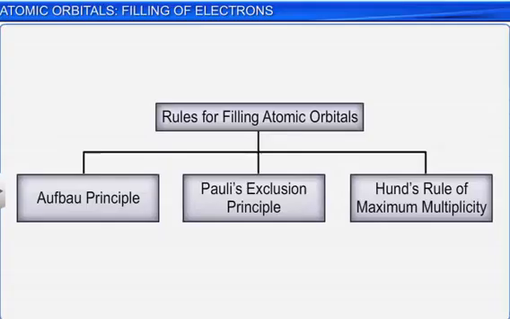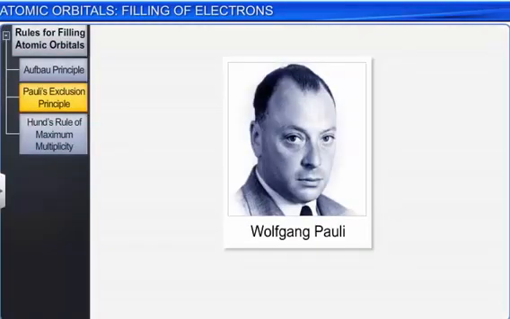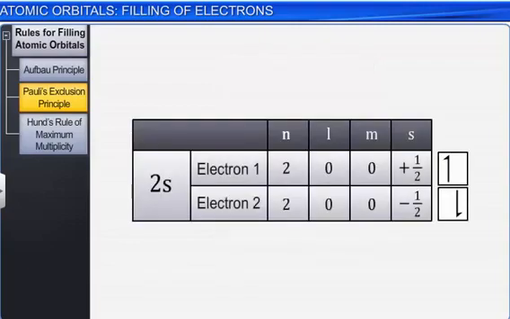Next, let us move on to Pauli's exclusion principle. Austrian scientist Wolfgang Pauli has put forward the principle called Pauli's exclusion principle. This exclusion principle provides certain restrictions for the number of electrons to be filled in various orbitals. The Pauli's exclusion principle states that no two electrons in an atom can have the same set of 4 quantum numbers.